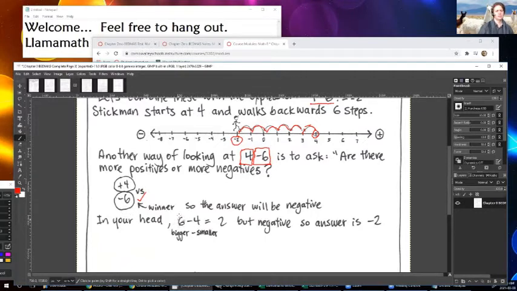And then what you can do, in your head, you can say, okay, let's take the biggest number minus the smallest number, which is 2. But I know that the answer is negative because there's more negatives. So the answer is -2. Now, there's probably going to be a pile of people shaking their head going, what are you talking about? And hopefully this will make sense after I do another couple of these.